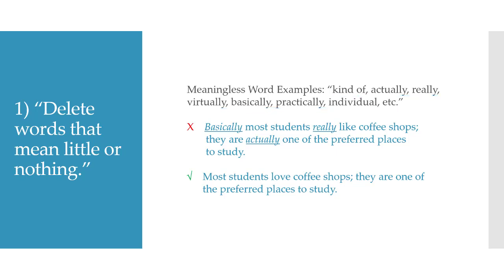For example, basically, most students really like coffee shops. They're actually one of the preferred places to study. When we remove the meaningless words, the sentence becomes, most students love coffee shops. They are one of the preferred places to study. Now the main idea of your sentence is clearer and easier to understand.